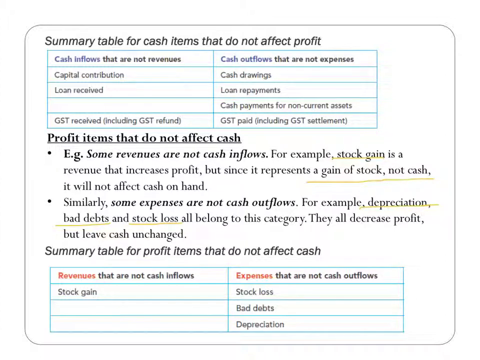All right, so this is a summary table for profit items that do not affect cash. On the left-hand side, you will have revenues that are not cash inflows, stock gain. It's a gain of stock rather than cash. On the right-hand side, expenses that are not cash outflows. So stock loss, non-cash expense, bad debts, non-cash expense, depreciation, again, non-cash expense. They are all expenses, but do not involve any cash outflows.